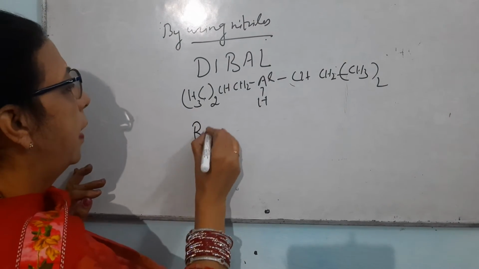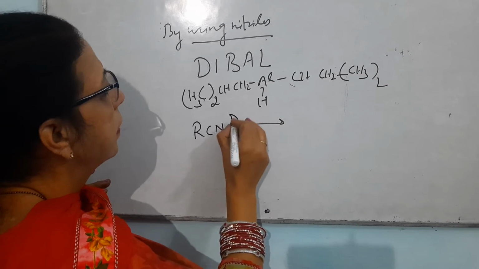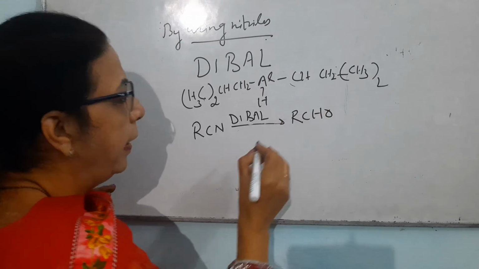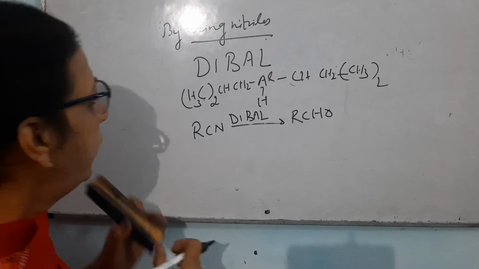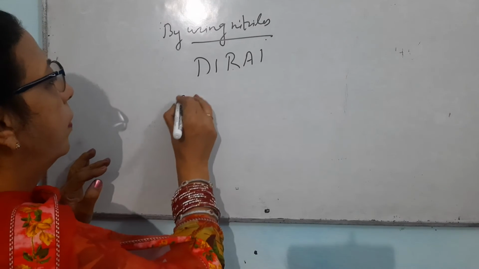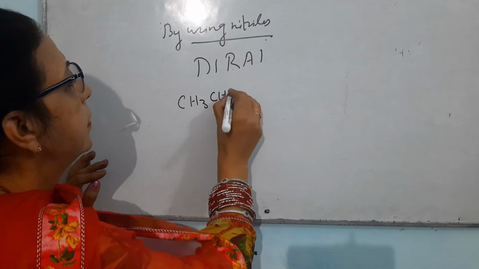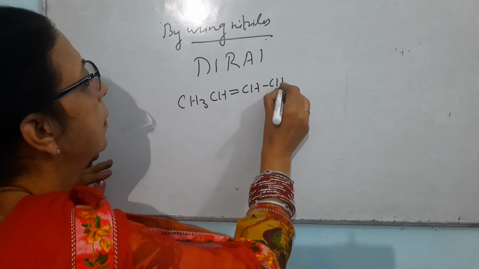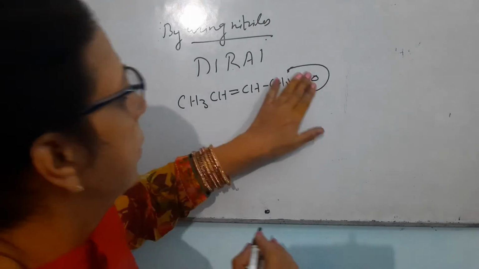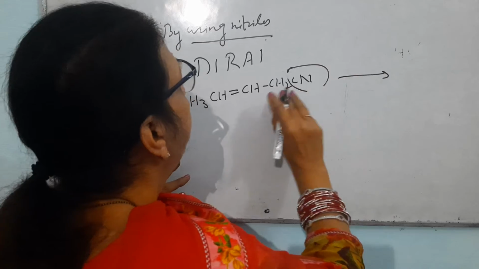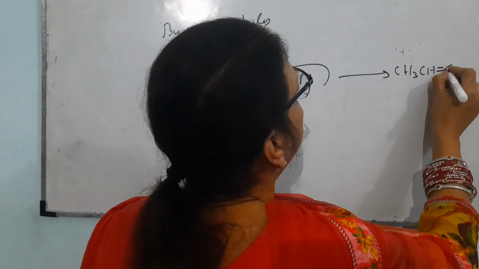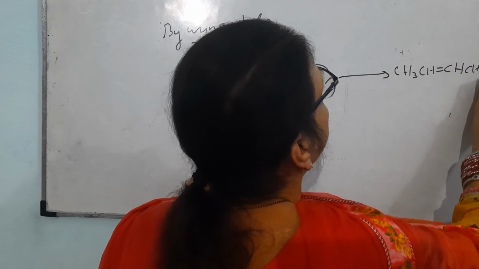If there is any nitrile and the reaction is done with DIBAL, it will be directly converted in the form of aldehyde. Similarly, even if there is a presence of a double bond, like we are having a compound like this, CH3 CH double bond CH CH2 CN, only the CN will be converted in the form of CHO.